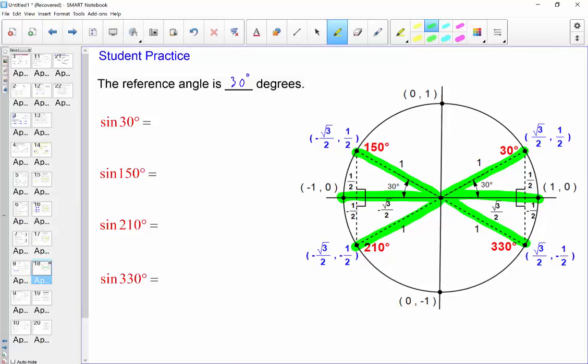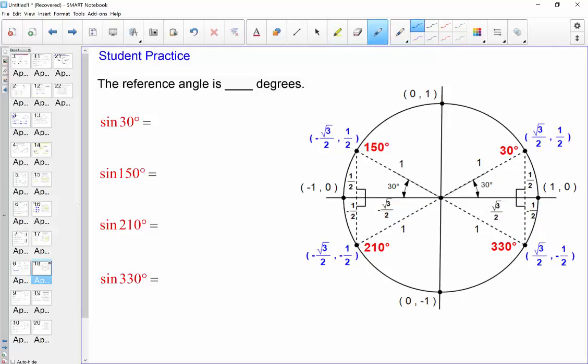So now that we've established the reference angle, we can very quickly and easily determine the sine of the angle in each quadrant. So the sine of 30 degrees is opposite over the hypotenuse. So the opposite side is 1/2 over the hypotenuse 1 equals 1/2. In quadrant 2, the sine of 150, using the reference angle 30 degrees, the sine of 30 is a positive 1/2 over the hypotenuse 1 equals 1/2.